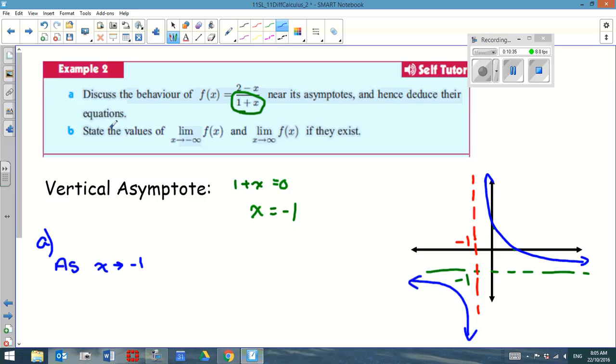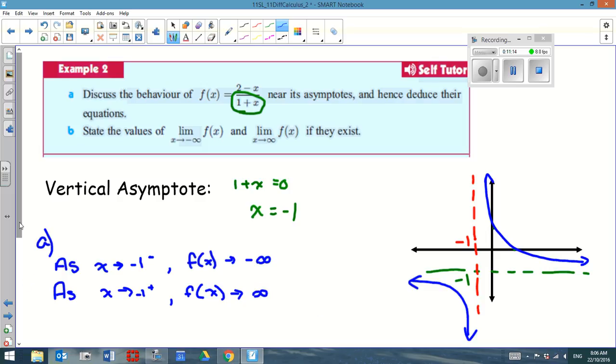Part A was asking us to discuss the behavior as we get closer to the asymptotes, so the vertical and the horizontal asymptotes. As x goes to -1 from the left, as I approach -1 from the left, we were saying that f of x is going to approach -infinity. So if I come from the left, I'm going to go down toward -infinity. As we approach -1 from the right, if I'm coming from the right and I approach my vertical asymptote, then f of x is going to approach positive infinity.